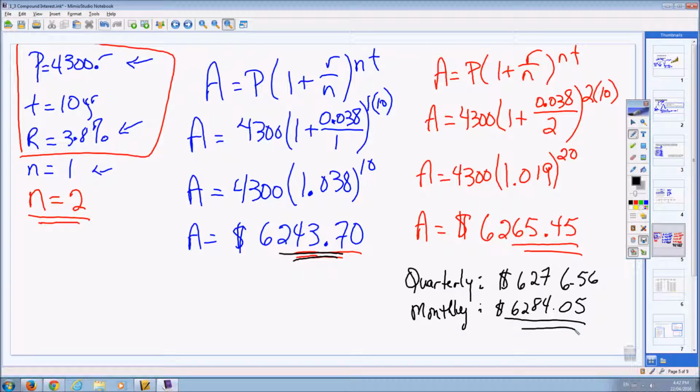And imagine if she had a bit more money. The more money, of course, that she's able to start off with, the more you're going to result in at the end. Compound interest using the formula. Good luck.